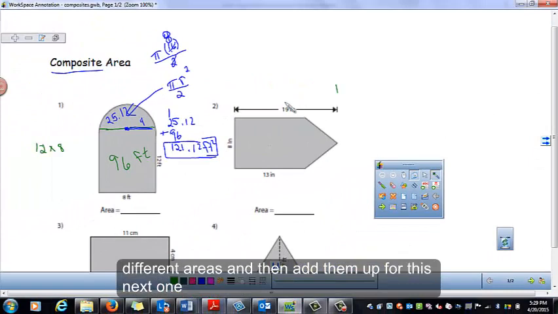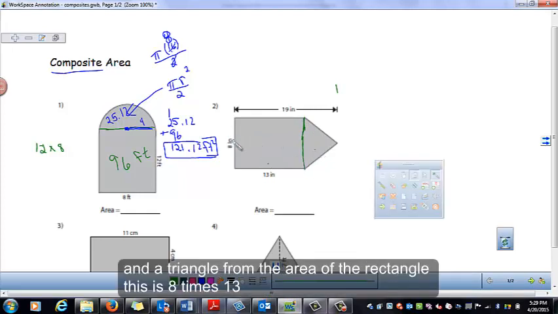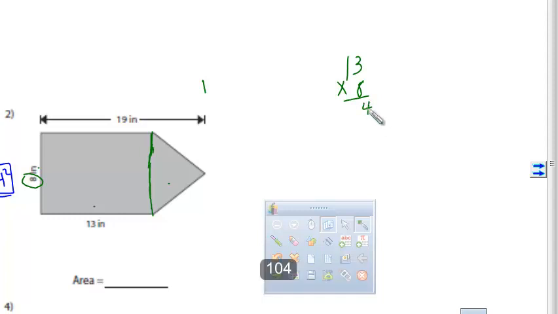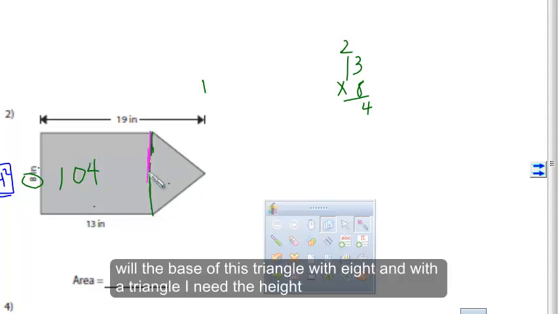So this next one, if I draw a line right here, I now have a rectangle and a triangle. So the area of the rectangle is 8 times 13. In your calculator, that's 104. But then I also have this triangle. Well, the base of this triangle is 8. And with a triangle I need the height.